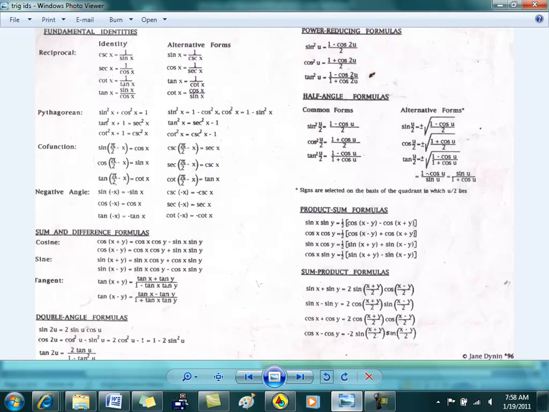They were up there. Okay, so the identity I'm talking about is the Pythagorean identity, it'd be this one right here. Okay. All the fundamental identities, from here to here. You can either memorize them or put them on your index card, that's your choice.